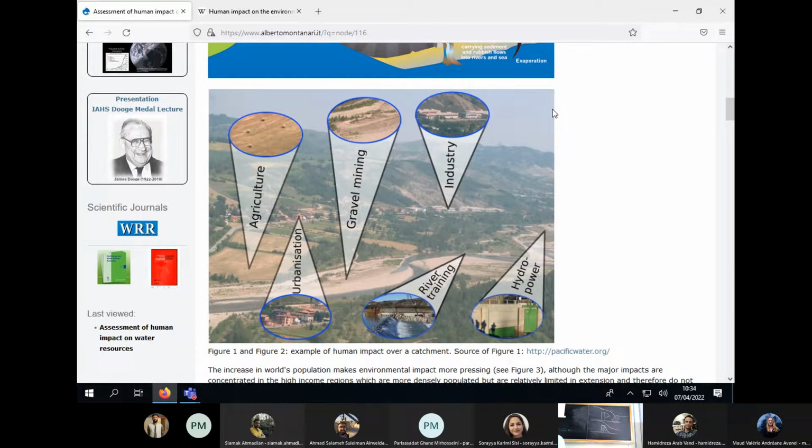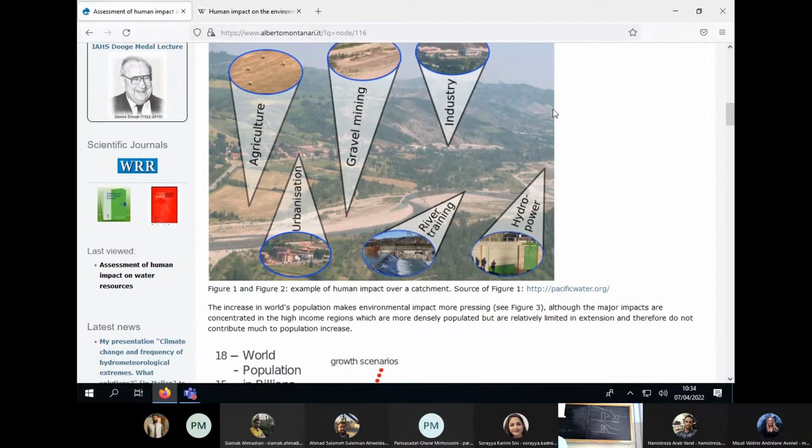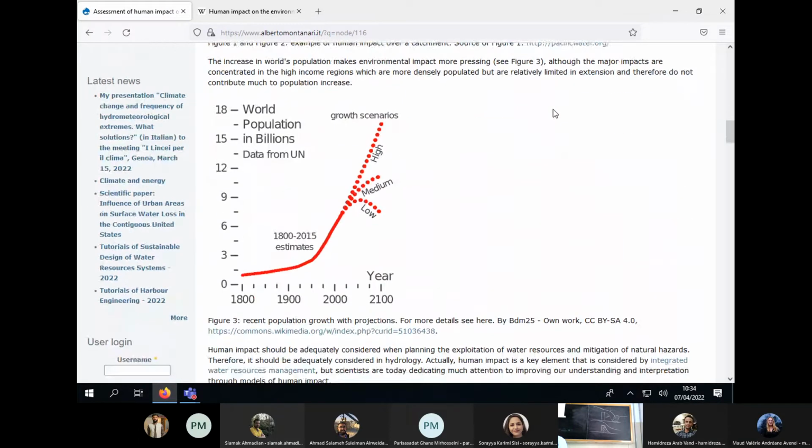A negative view that assumes that humans are only negatively impacting the environment doesn't help much, because actually it's not like that. Sometimes humans are able to protect the environment and to restore the environment, so we shouldn't be too negative. On the other hand, we have to be proactive.